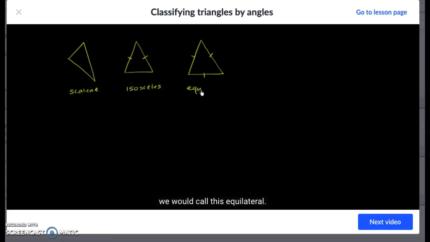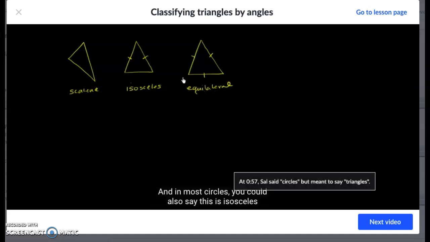call this equilateral. And in most circles, you could also say this is isosceles, because isosceles would be at least two sides being equal. So this one definitely has at least two sides. It has all three. So you could say equilateral and isosceles, while this one, if we assume this third side is a different length, would just be isosceles, not equilateral. Now all of that is review.